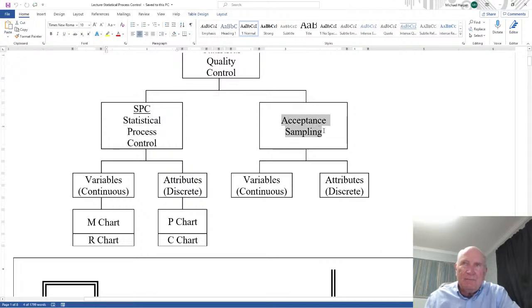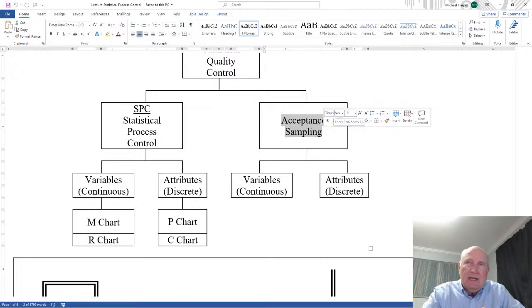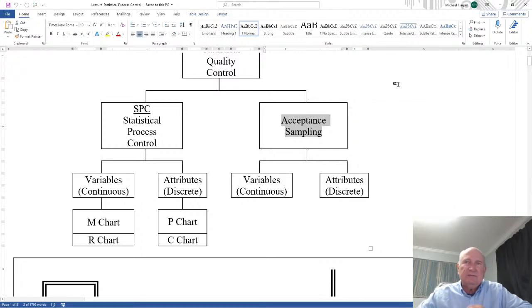Now, acceptance sampling is usually done by very large organizations, usually contract organizations. And if you are ever involved in acceptance sampling, usually you're part of a team. You're part of a large number of people that are doing this, and usually you'll have some quality control engineers or statisticians, and they know this pretty well, and so they are able to do this.